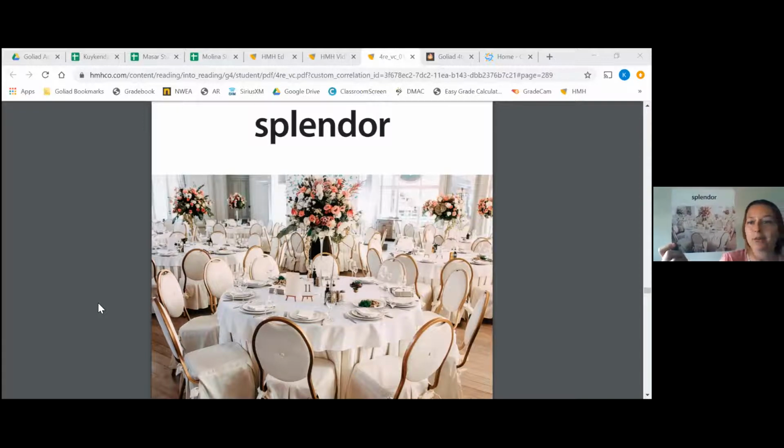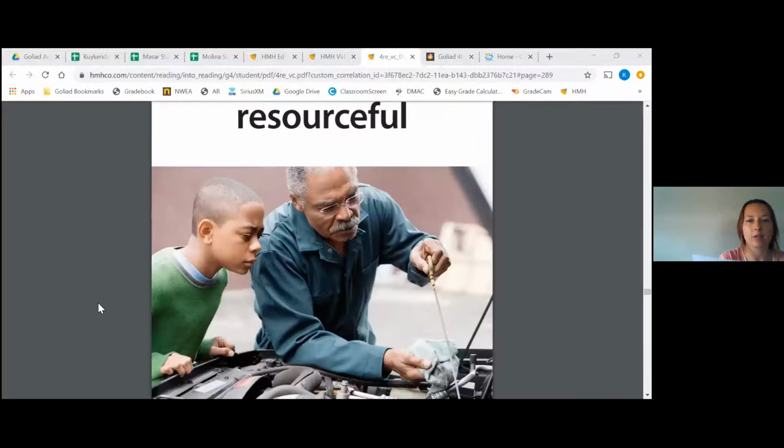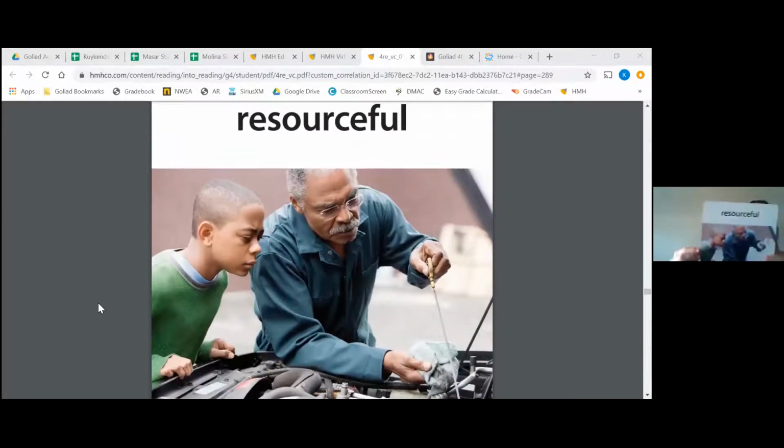All right, so they want it to be very nice and elegant. So the splendor of something is its great beauty or impressive appearance. What is our word? Splendor. Splendor. What is our word? Splendor. Thank you. Next, we have resourceful. What is our word? Resourceful. What's happening in the picture?